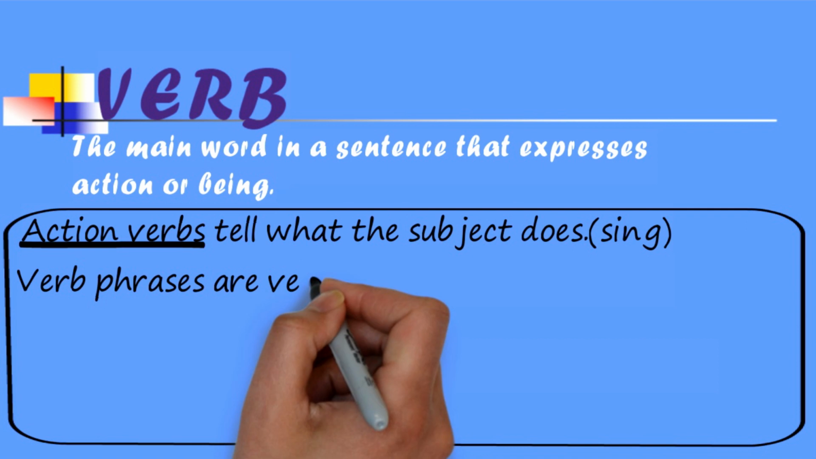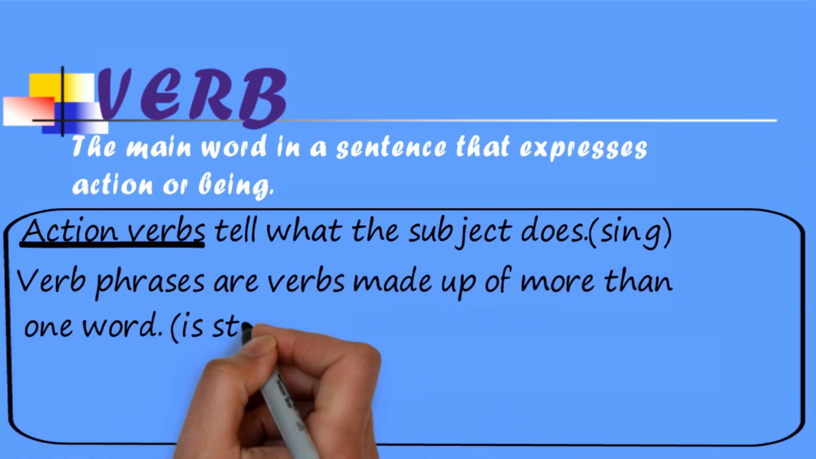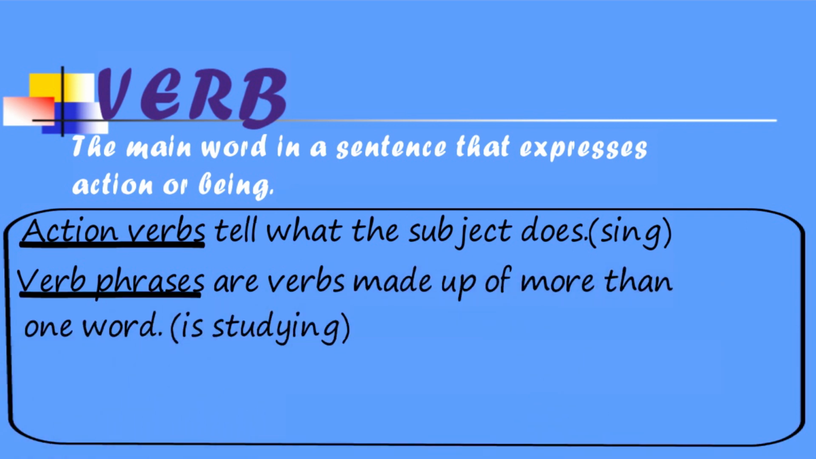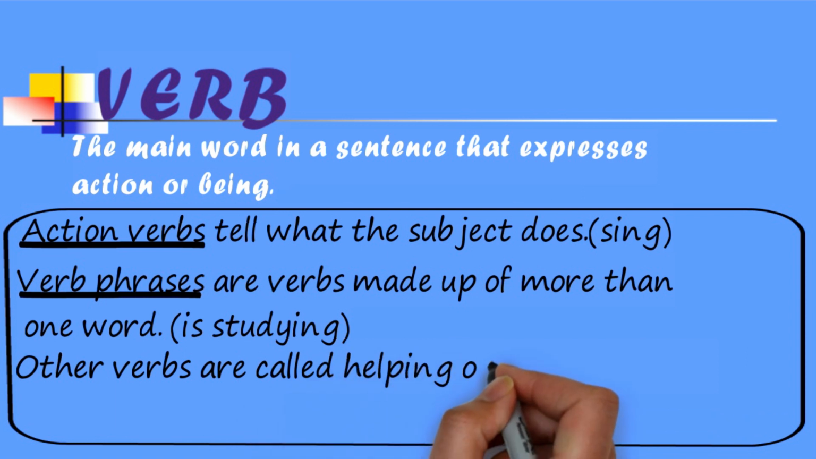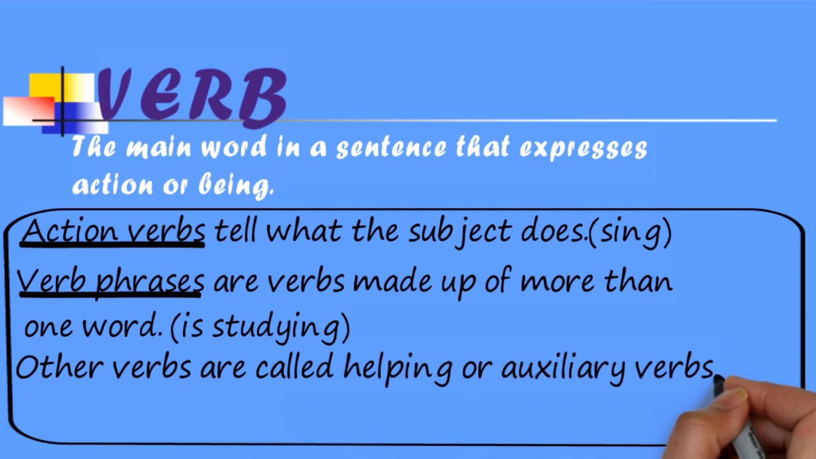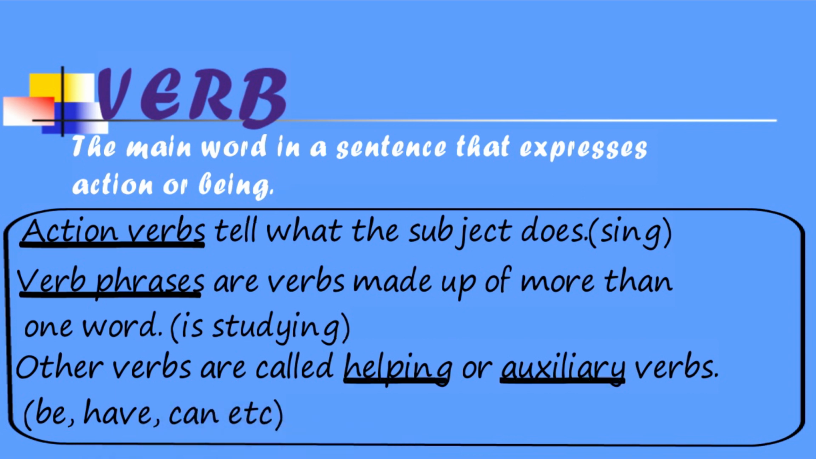Now, verb phrases are verbs that are made up of more than one word. In some tenses, as in the present continuous here. Is studying. This is a tense which we shall see later on in coming lessons. He is studying English now. Now, is studying is a verb, but it is made up of two words because of the tense. Other verbs are called helping or auxiliary verbs. These include be, have, can, and other modals.